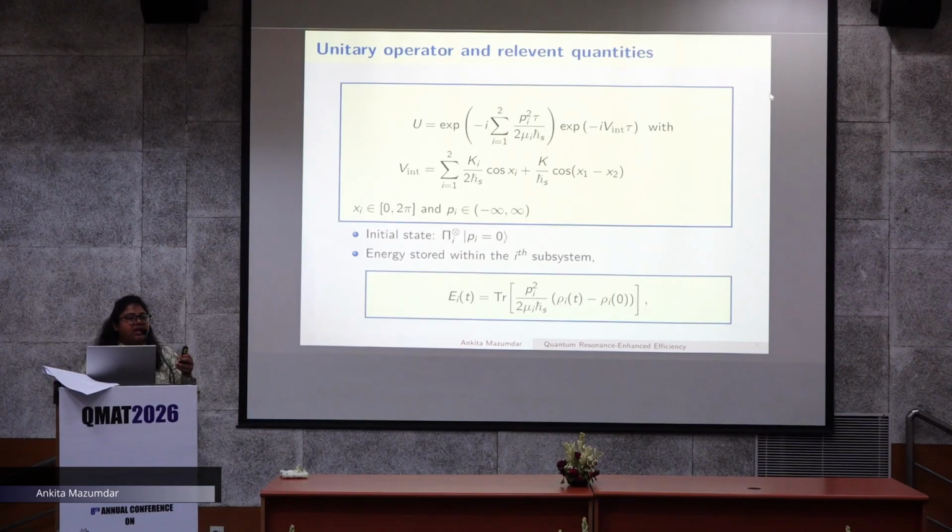The rotors are charged by introducing an interaction in the position space, and K_i here is the control parameter from integrability to chaos, and k is the interaction strength between the rotors. So here we have used the initial state as the zero momentum state, and the energy stored within the ith subsystem, so we have considered two rotors, and one rotor is already partial traced out, and we are left with another rotor. So the energy stored within that rotor is given by this equation.